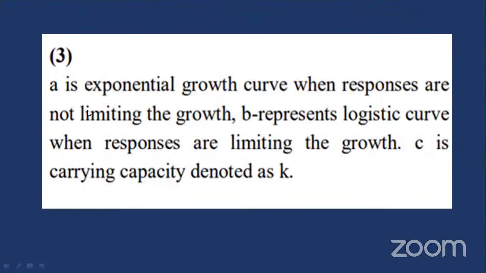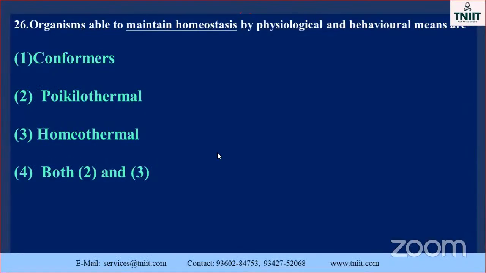See the third one. A is an exponential growth curve when the resources are not limiting the growth. B represents the logistic curve when the resources are limiting the growth. C is the carrying capacity denoted as K, otherwise called the constant. Don't forget, this is very, very important. Go to the next one.